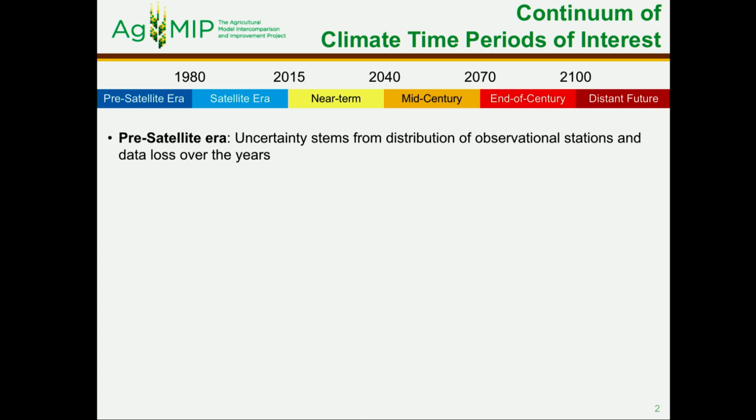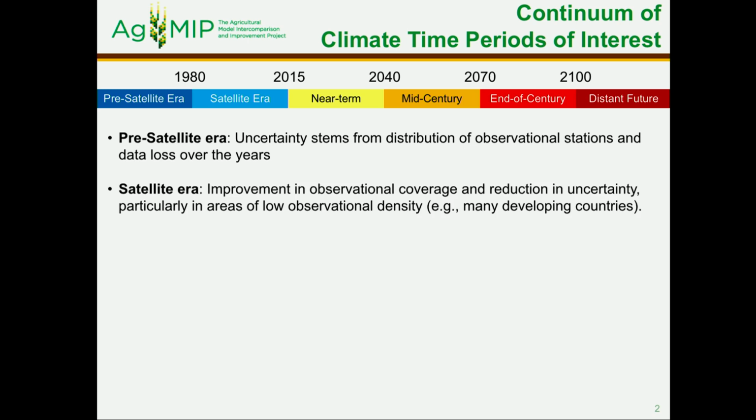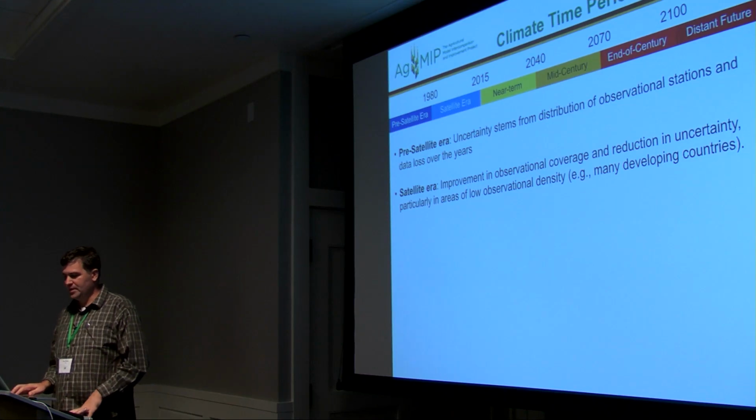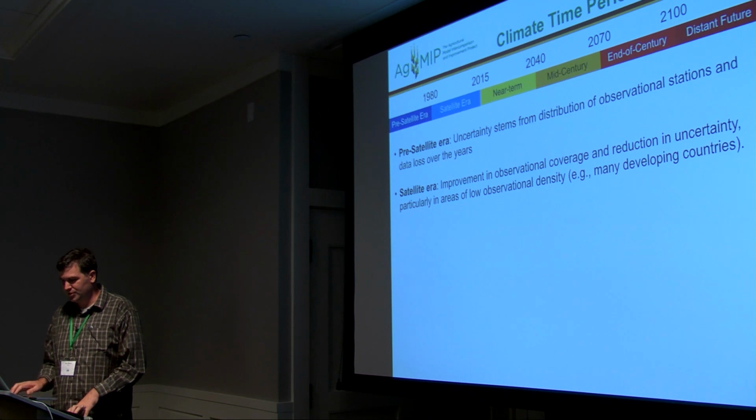Prior to 1980, I'm not sure how much work we're going to be doing. There's a lot of uncertainty in observational networks and data loss over the years prior to 1980. So a lot of times when we're looking at historical validation, we're going to be focusing on the satellite era, where we have improvement in observational coverage, reduction in uncertainty, particularly in areas where there was low observational density in terms of the stations. And that is true in many developing countries and agricultural regions.